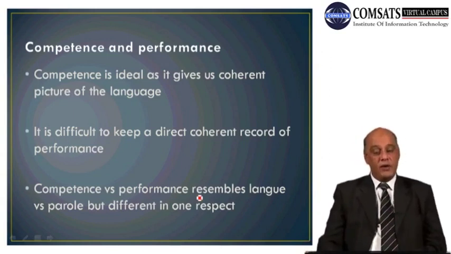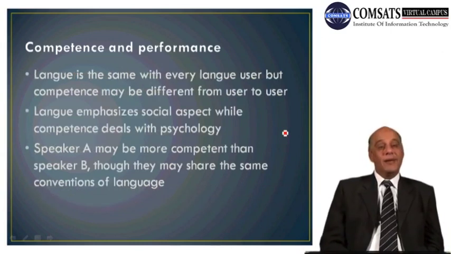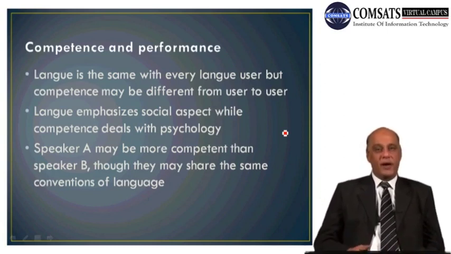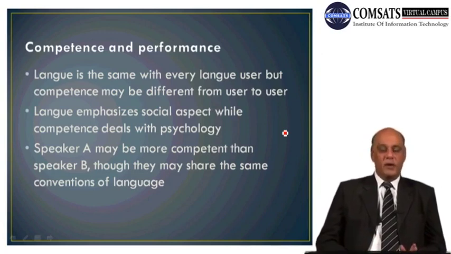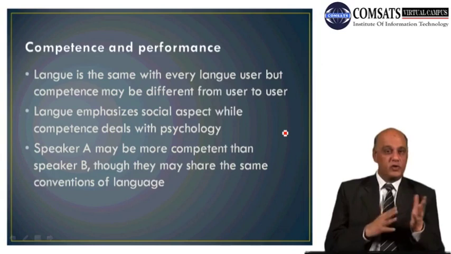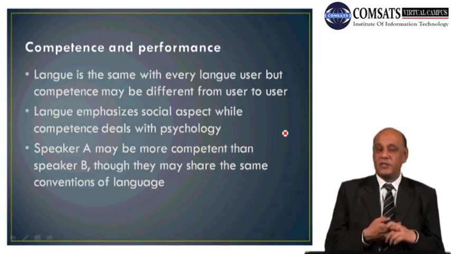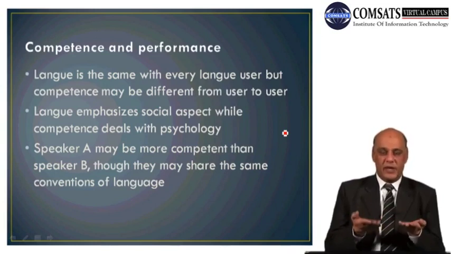But here we have a differing point, a point which differentiates both. Let's see how these two differ. They are similar, the relationship looks similar, but there is an aspect where these two relationships are different. Langue is the same with every language user, but competence may be different from user to user. Langue doesn't change. Langue is the same set, the same code of rules.